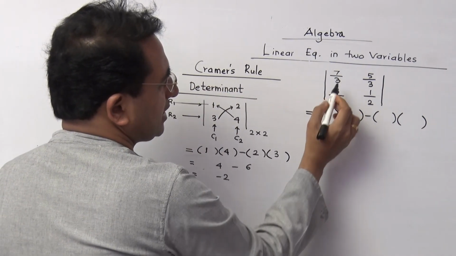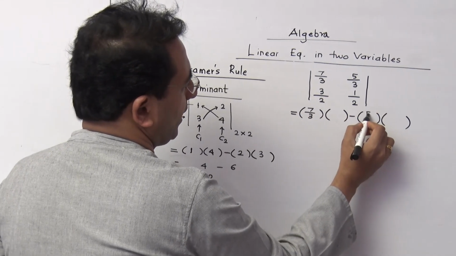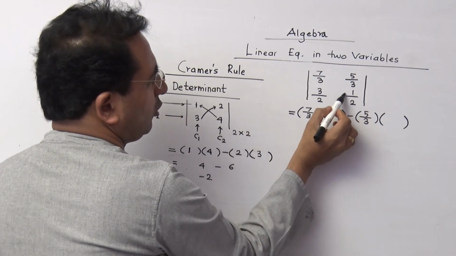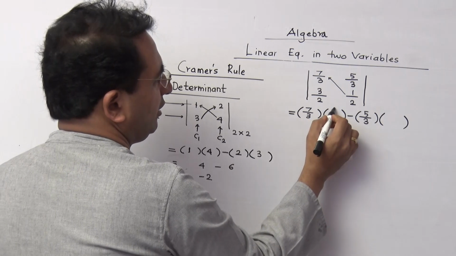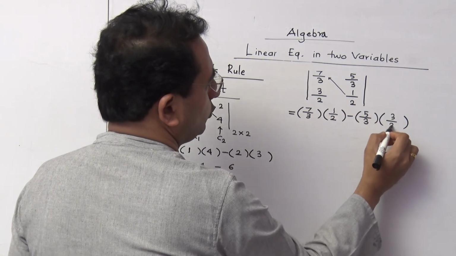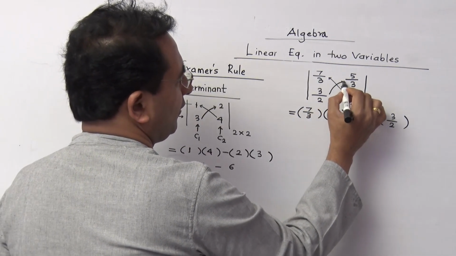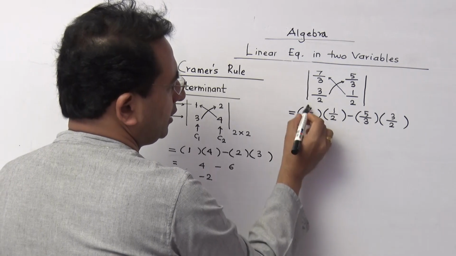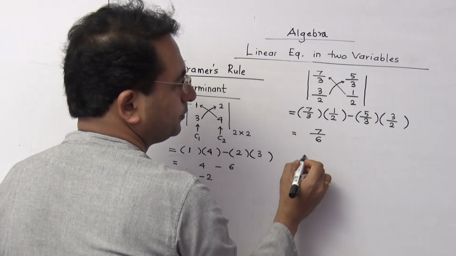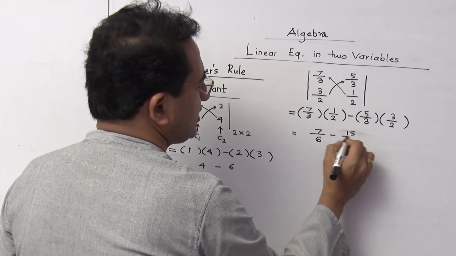Now we write 7 by 3 and the second number in the third bracket, that is 5 by 3. Then I will multiply crosswise. It is 1 by 2 and this one is going to be 3 by 2. Is that clear to you? This number we have to multiply with 5 by 3. Now with internal cancellations, this answer is going to be 7 by 6, minus this one is going to be 15 by 6.